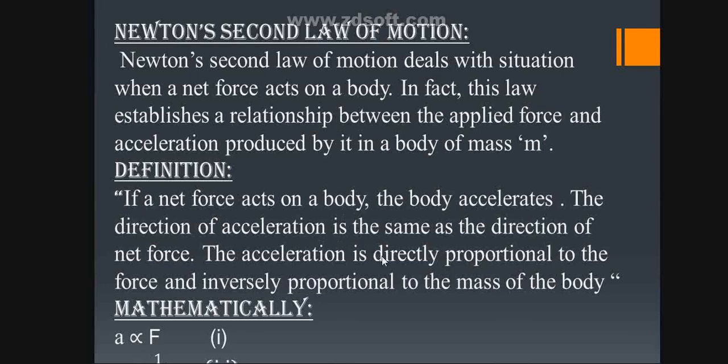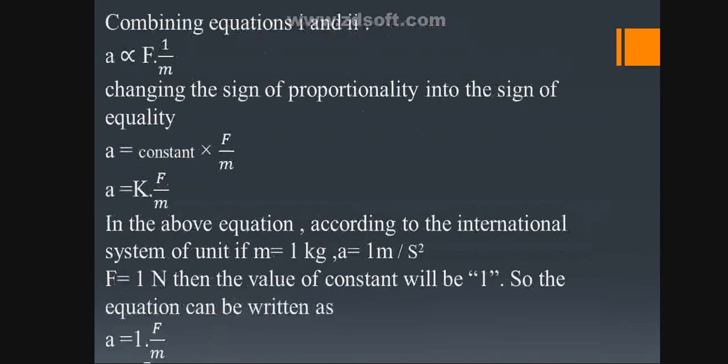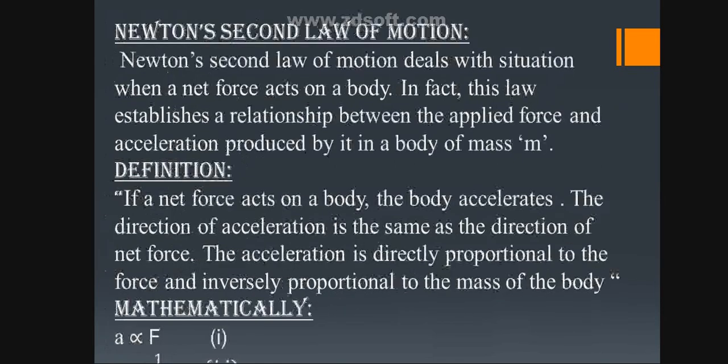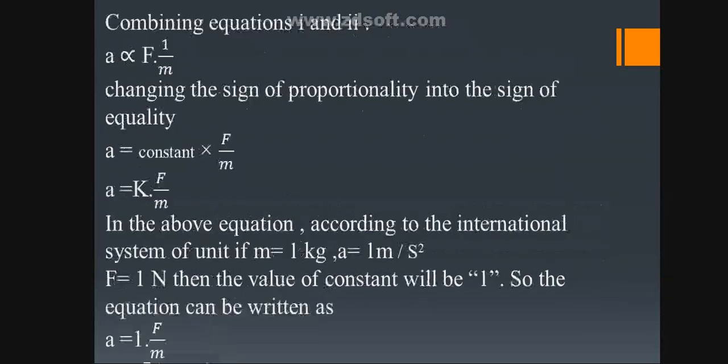From here I write that the acceleration is directly proportional to the force, and inversely proportional to the mass of the body. So dear student, it means that if you apply a big force, the acceleration will be large. If you apply a small force, the acceleration will be small. If the mass of the body is larger, there will be small acceleration. If the mass of the body is small, it will produce greater acceleration, large acceleration, right?